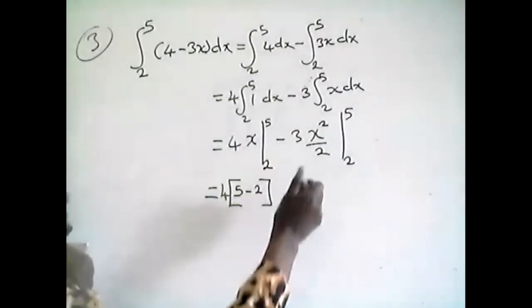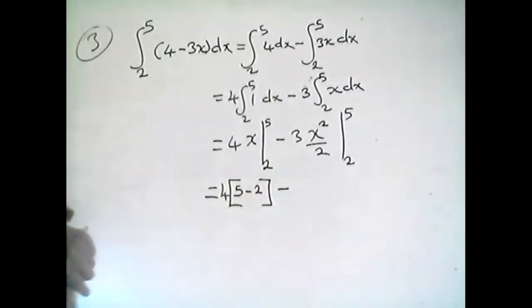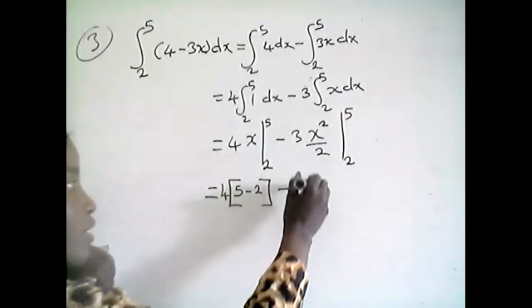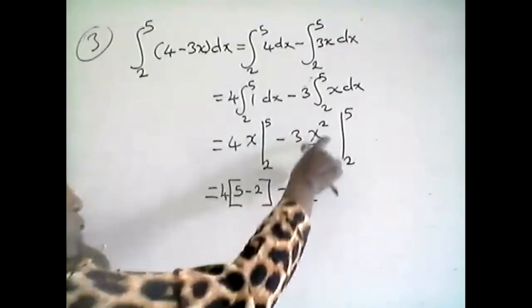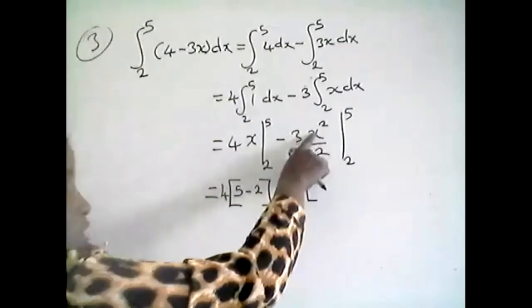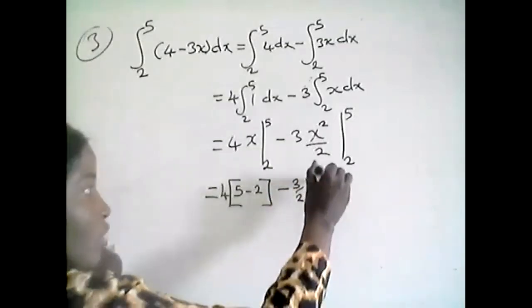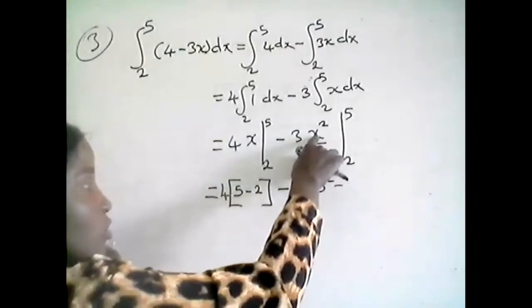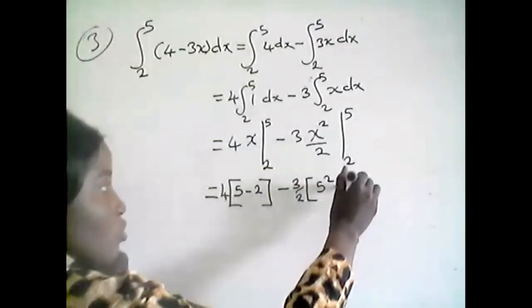We move to this second part, minus. I'll pull out the constant here, 3 over 2, so I just remain with x squared. Where there's x, we put a 5, so it will be 5 squared, minus, where there's x, we put a 2, so it will be 2 squared.